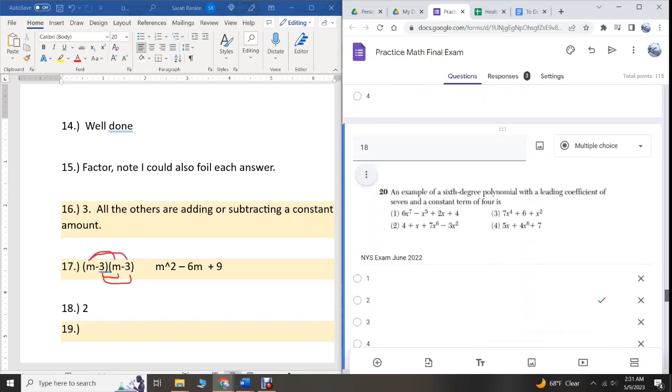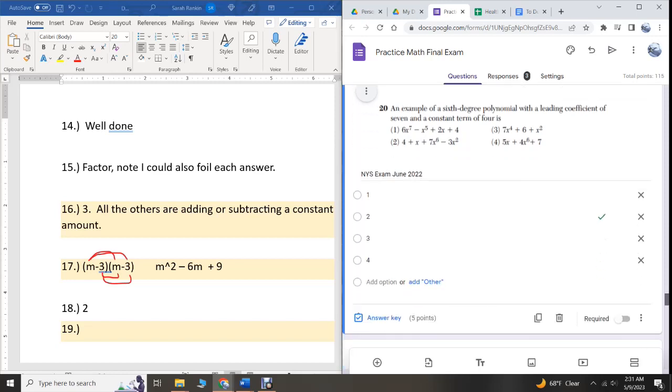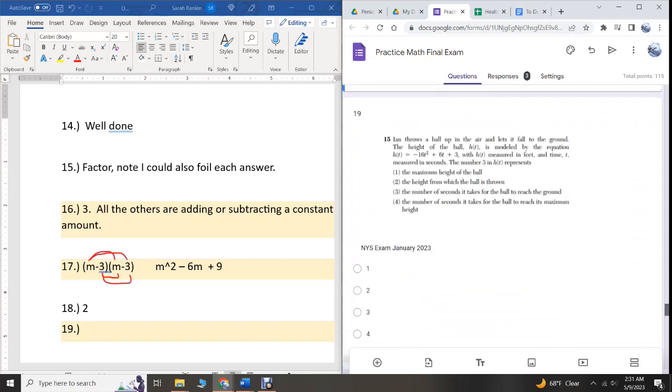Number 18. You seem to get this one, right? Remember 6-degree polynomial. So there's the 6 degrees, so the leading coefficient is 7, and the constant term is 4, right? The constant term is what's all by itself, and the lead coefficient is whatever's in front of the highest exponent. You seem to nail that one. Good job.